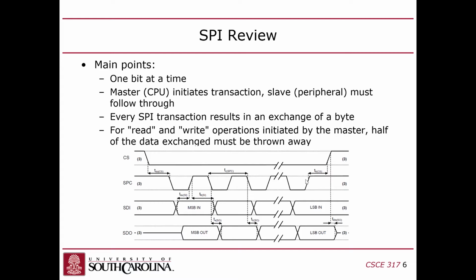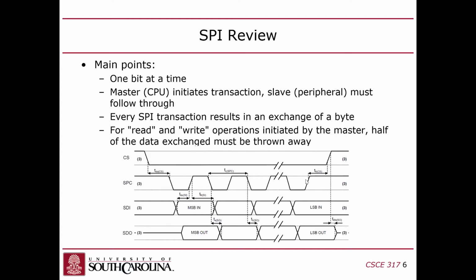SPI is a serial connection between 2 components. It sends 1 bit of data at a time. One side of the connection is the master, which is typically the CPU, and it's the entity that initiates the transaction. There's a slave, which is typically the peripheral, which is a sensor, actuator, storage device, memory, display, or any other kind of I/O device. It must respond to the master's initiation of transactions.